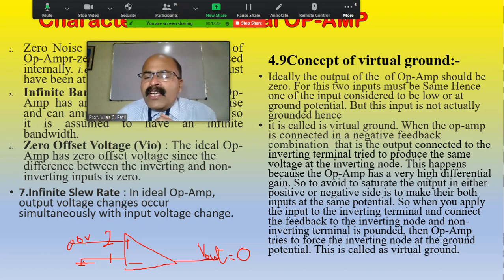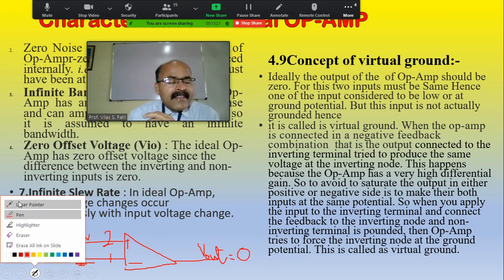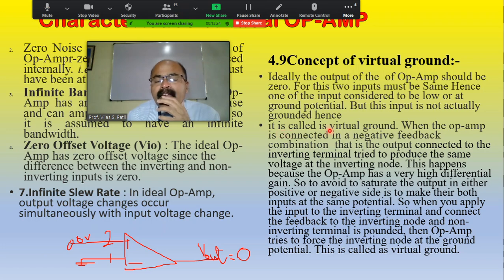It is called the virtual ground. The second terminal is known as a virtual ground. When the op amp is connected in negative feedback combination, that is, the output connected to the inverting terminal, it tries to produce some voltage at the inverting input. See here, at the inverting node. Just taking the laser pointer again: this is the virtual ground.